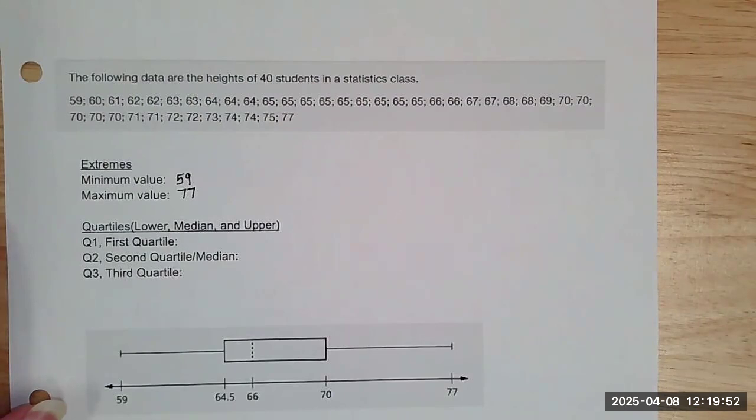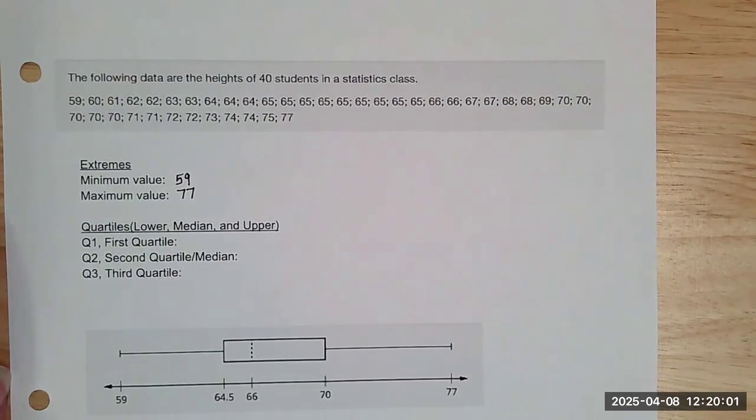Okay. Little bit harder. Q1, Q2, and Q3. Okay. This will give us some practice from last time. Let's go ahead and find the median first. If we have 40 data points, that means we have an even number of data points, right? So I don't have an exact middle number.